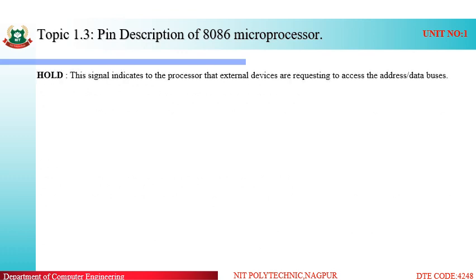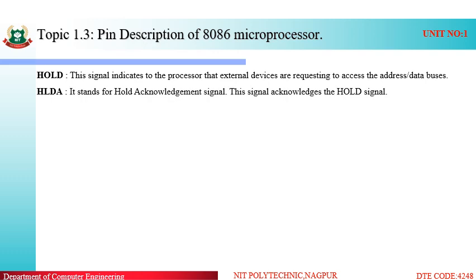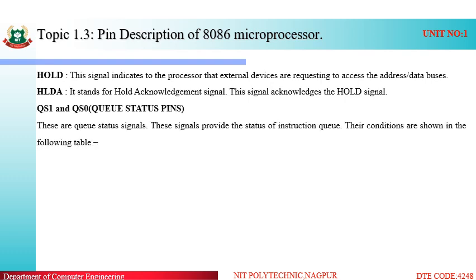Hold signal is used to hold the address and the data buses for external devices. Hold acknowledge is an active low signal. It is used to acknowledge the hold signal.